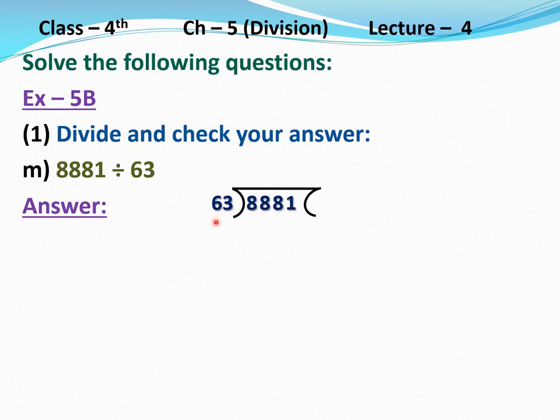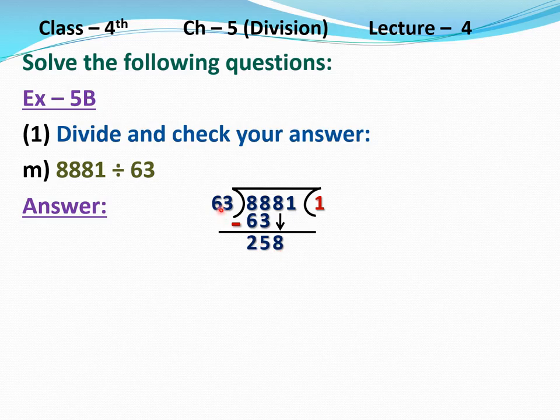Now see, 63 is a 2-digit divisor, so we will take only the first 2 digits of the dividend. Clear? That is 88. Now multiply 63 by that number so that it is equal to 88 or less than 88. It should not be greater than 88. See, 63 multiply 1 equal to 63. Now we will do subtraction. 8 minus 3, 5. 8 minus 6, 2. And then we will take the next number. Clear? That is 8. The number formed is 258.